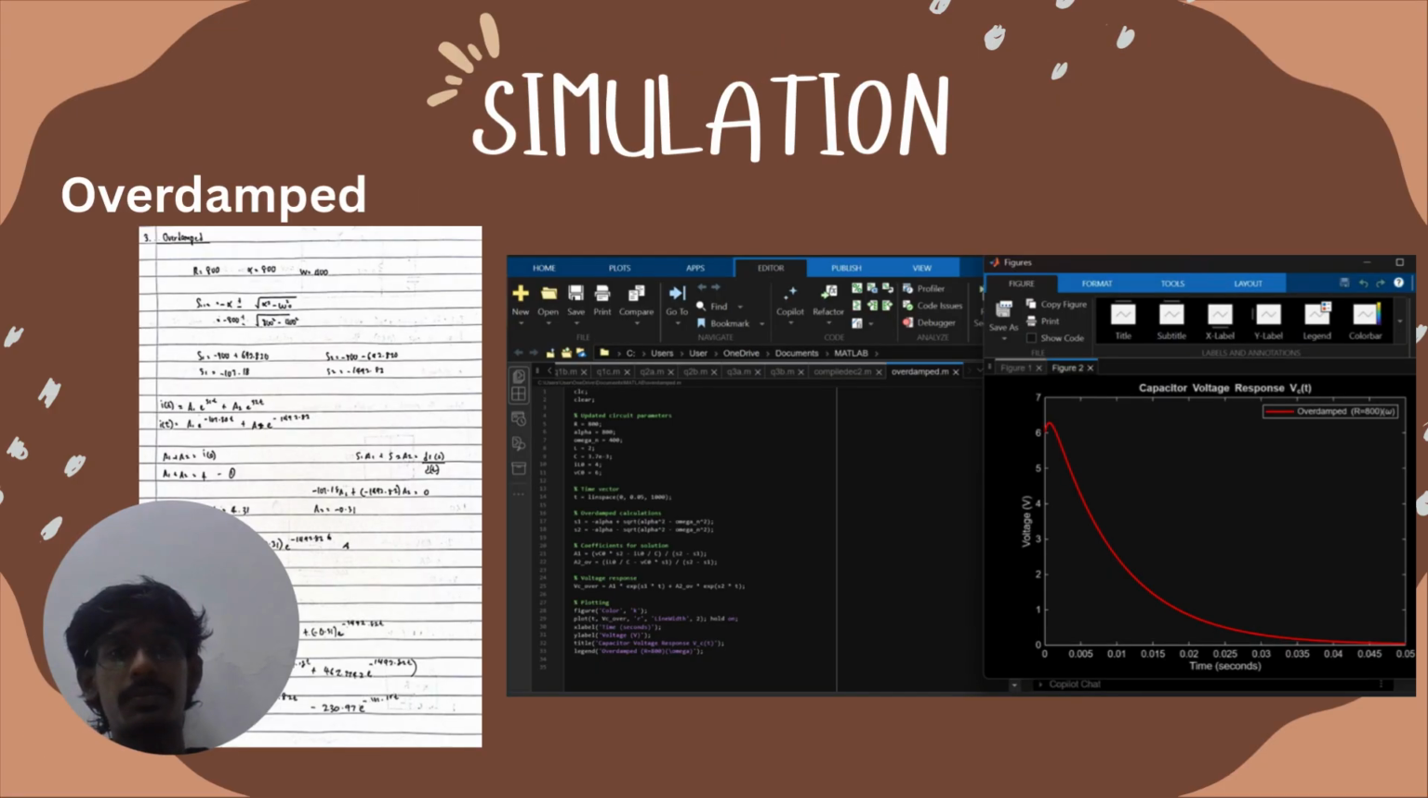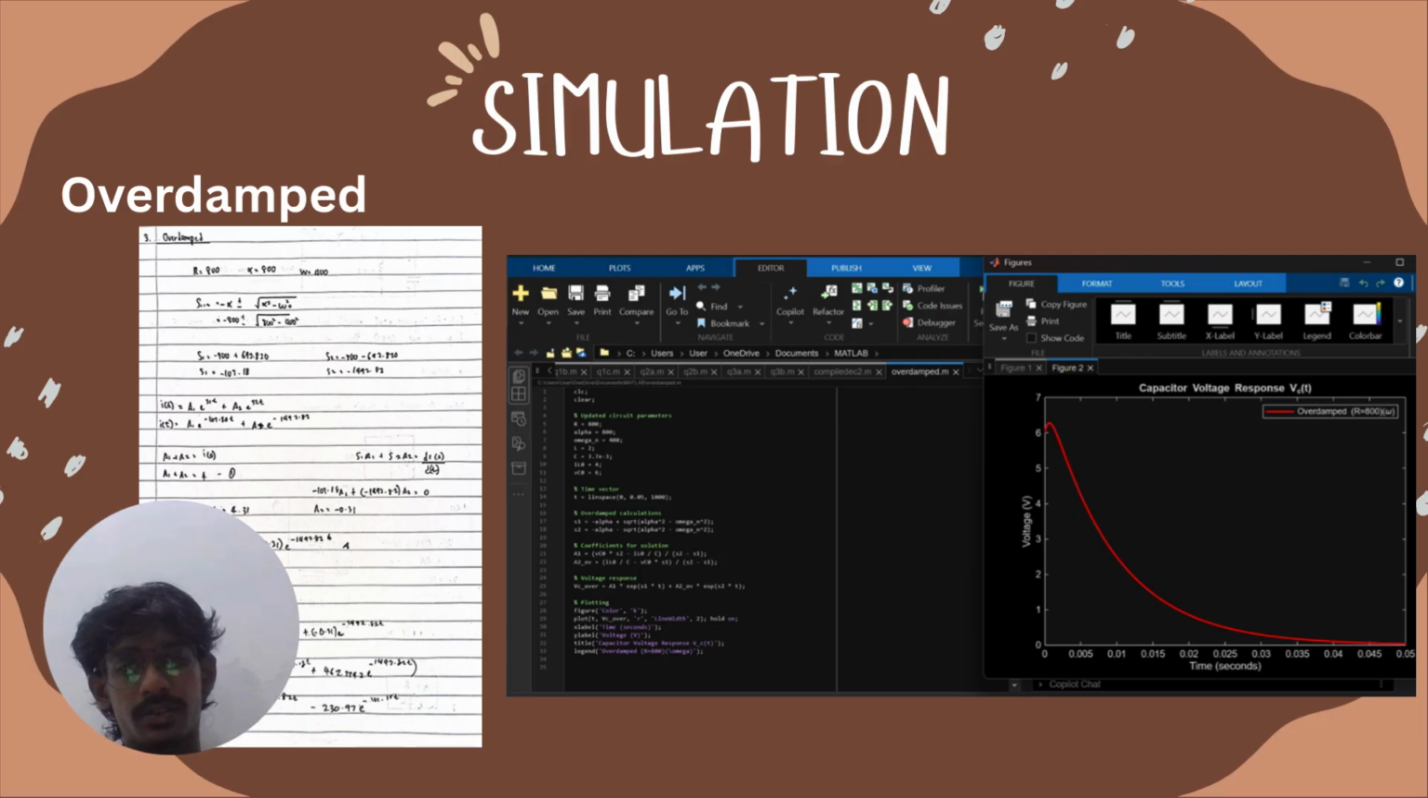Hi, madam. My name is Saiga Samraj, and we are going to continue this presentation with simulation of overdamped. Firstly, we see the equation, and first thing first, we determine the value of resistor, alpha and omega. After that, we implant that value in the formula, that is negative alpha plus minus square root of alpha power of 2 minus omega power of 2.